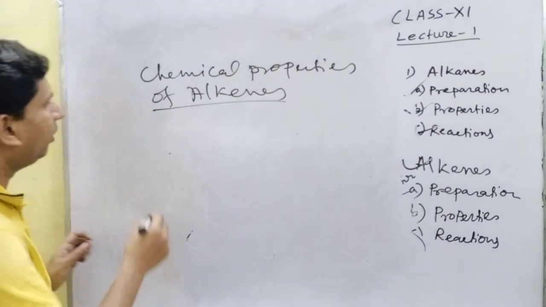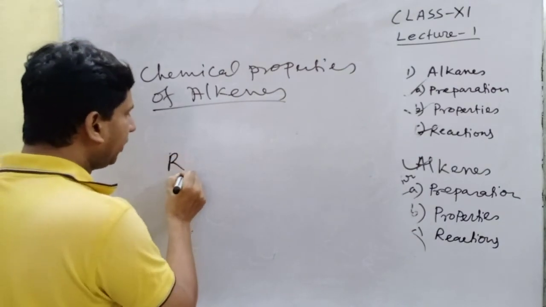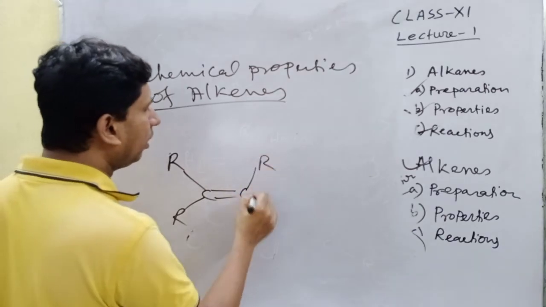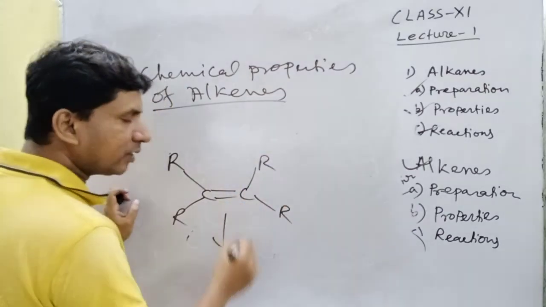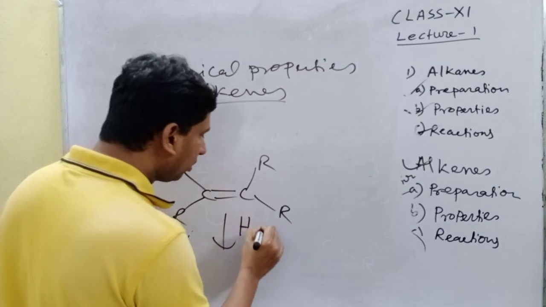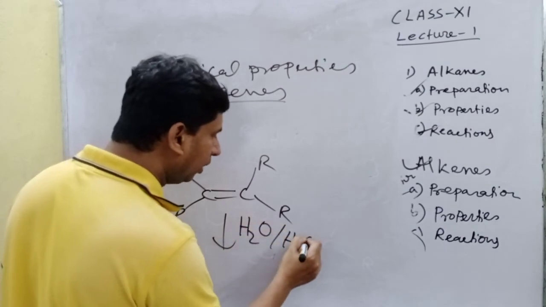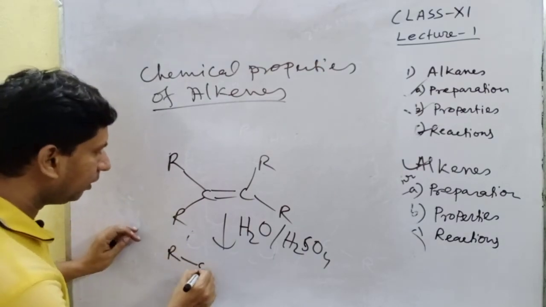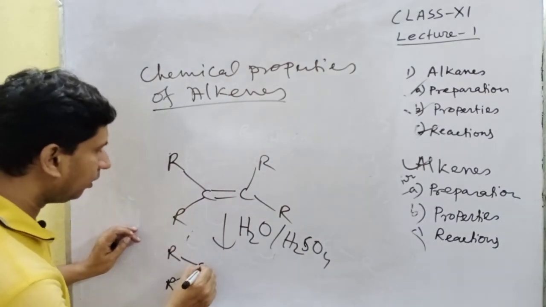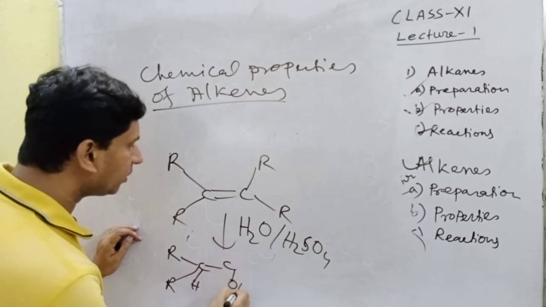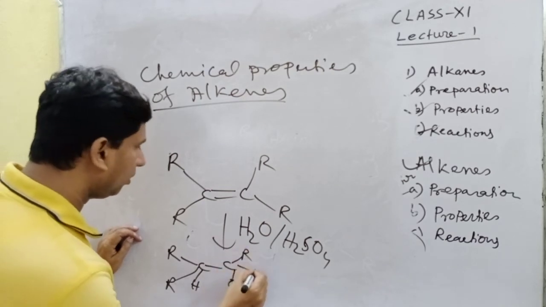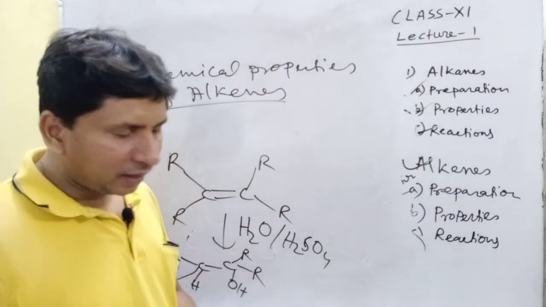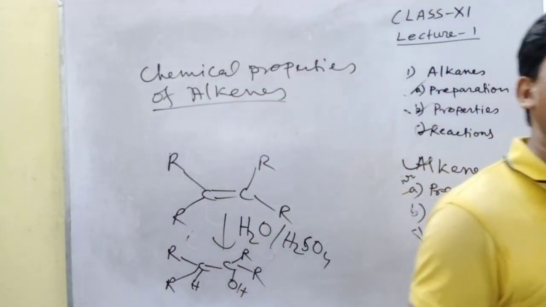In presence of dilute sulfuric acid, if it is R CH double bond CH R, then we can get R CH2 CH(OH) R. So this is addition of water, and in this way we can also get alcohol. Okay, now what happened?